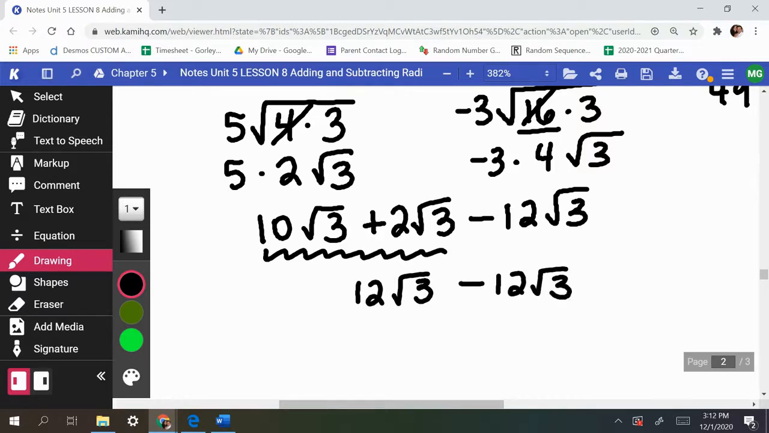Okay, and then what is 12 root 3 minus 12 root 3? That's going to be nothing. So I end up with 0.